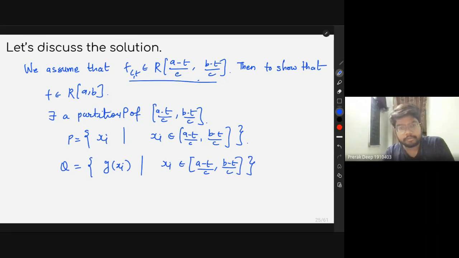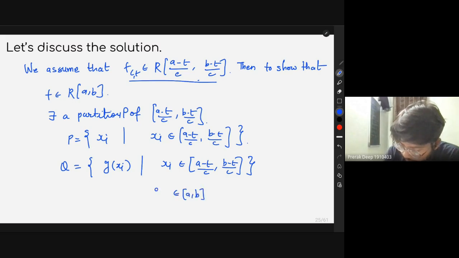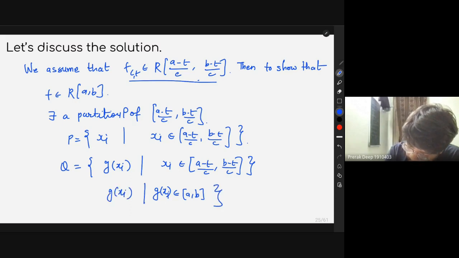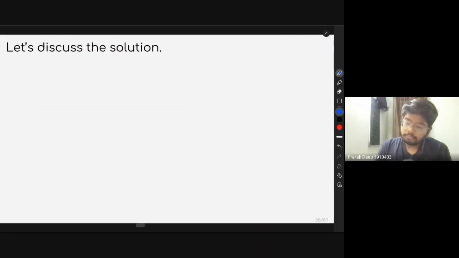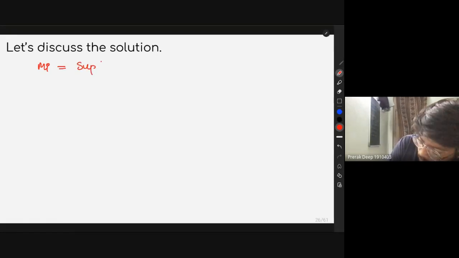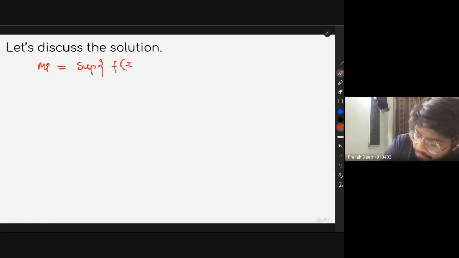Okay, now if I consider the image of this thing, so this whole interval image will be a comma b. So these g(x_i) will be in this interval of q. So this will partition our set a comma b. Now once we have this, again we need to check for the supremums. So M_i is nothing but the supremum of f(x), where x is in this interval.